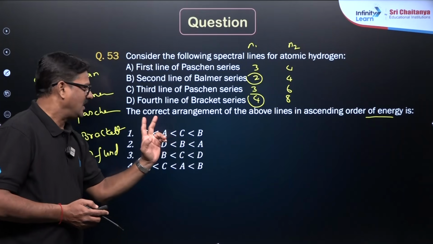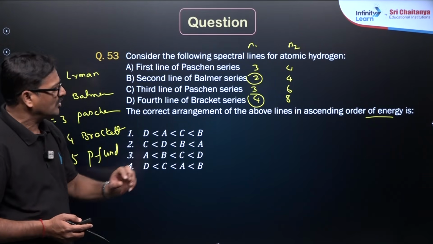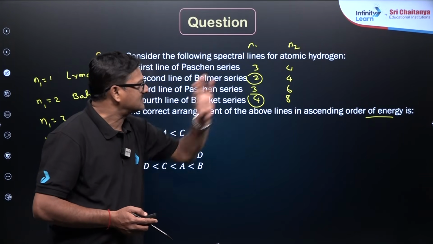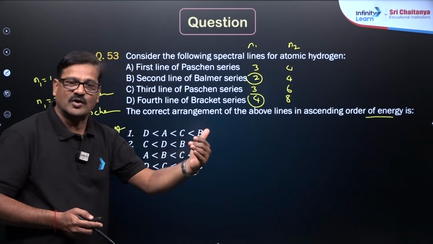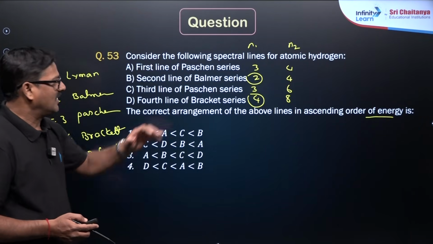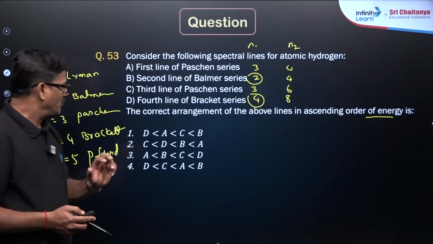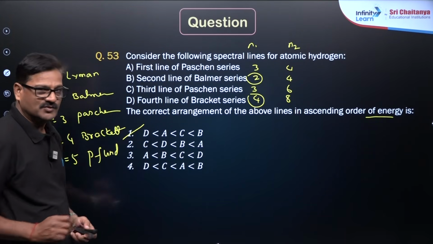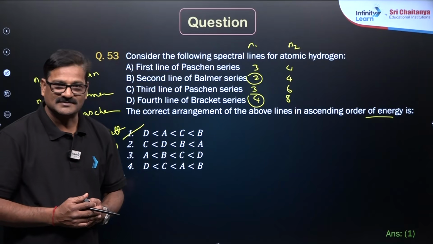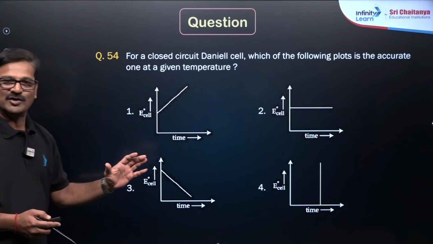B is greater than C, and among A and C you are going to get the fourth and sixth. Fourth is going to have more energy as compared to the sixth. So I want to say the answer for this question is going to be option 1. Moving ahead, it is one more question.